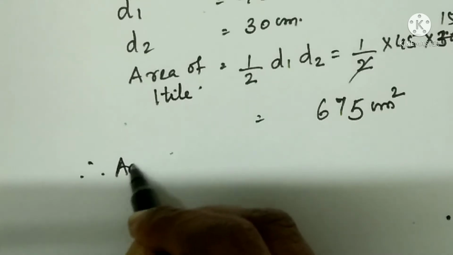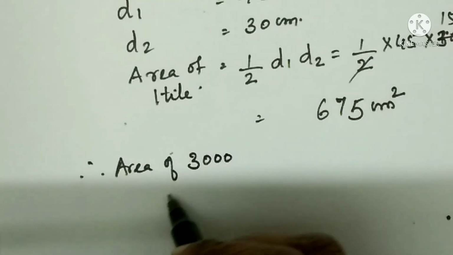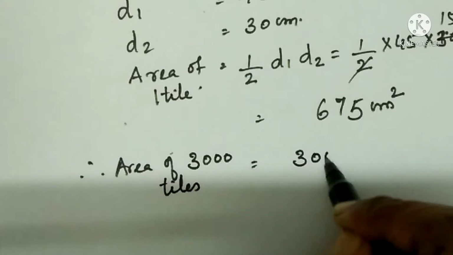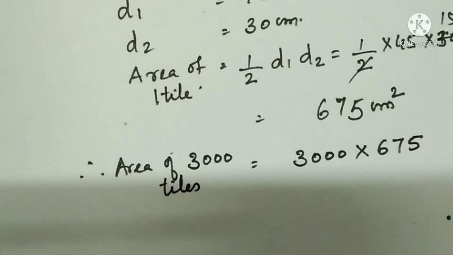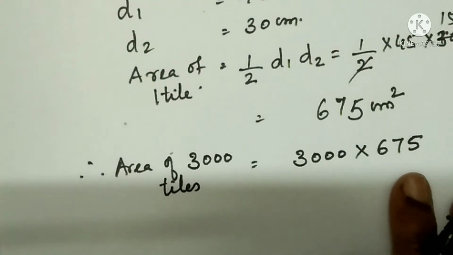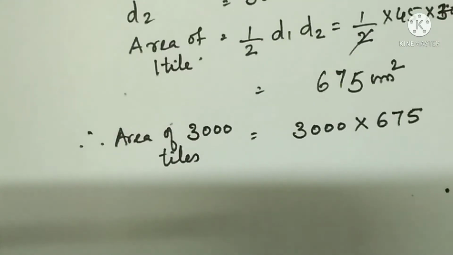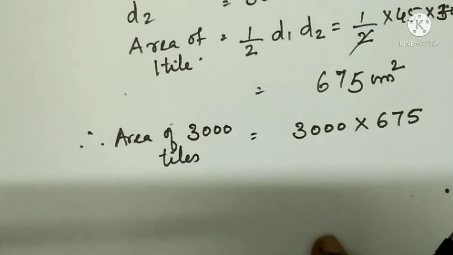Therefore, area of 3000 tiles will be equal to 3000 into 675. Here we are not going to divide, we multiply, because we would have to divide by 4 only if we were asked to find the total cost of polishing. Here, only the area is asked.